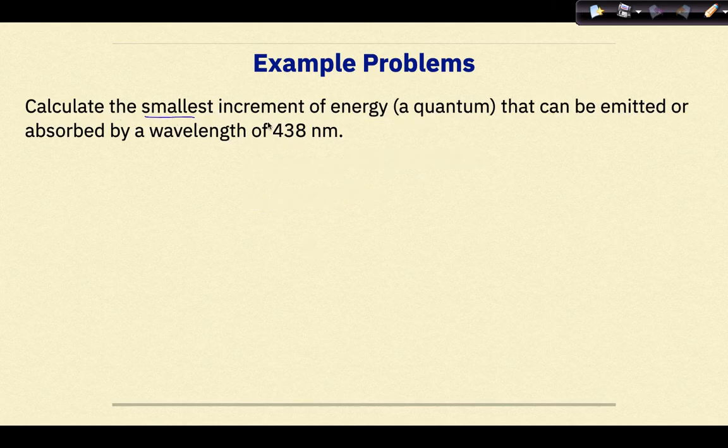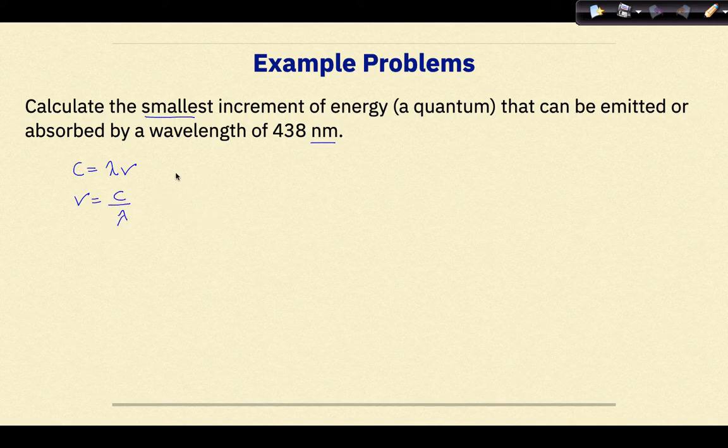Calculate the smallest increment of energy, a quantum, that can be emitted, which remember means released, or absorbed by a wavelength of 438 nanometers. So the first thing that I'm going to do is convert my nanometers into meters, because I know that I need to find frequency, and ultimately I need to use the speed of light in order to find frequency. So I'm going to be starting out with the formula speed of light is equal to wavelength times frequency. And then, of course, I need to find frequency, so speed of light over wavelength.